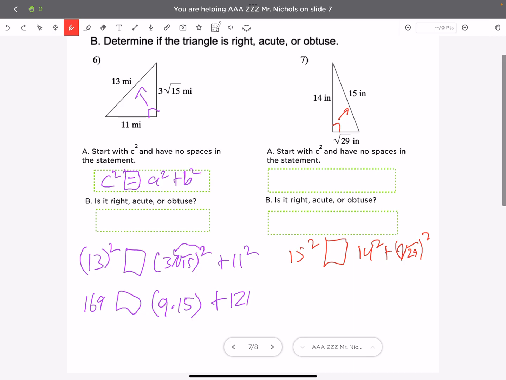And so if c squared is bigger, it's going to be obtuse. If c squared is smaller, that means it goes in, it's going to be acute. And if c squared is equal, that's when it's right.